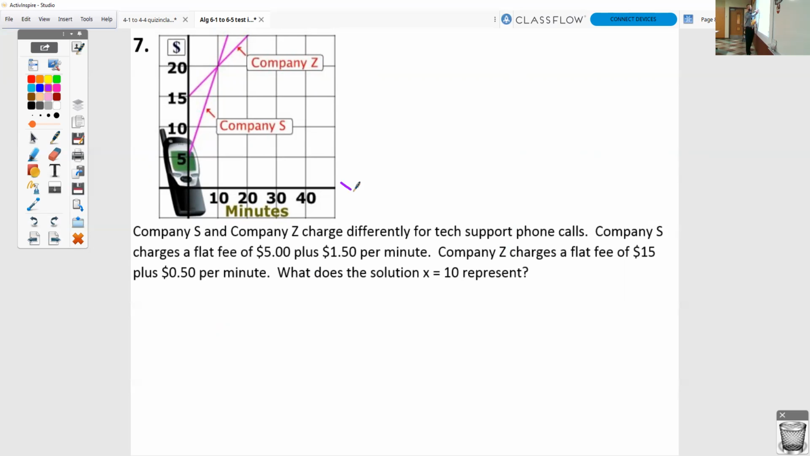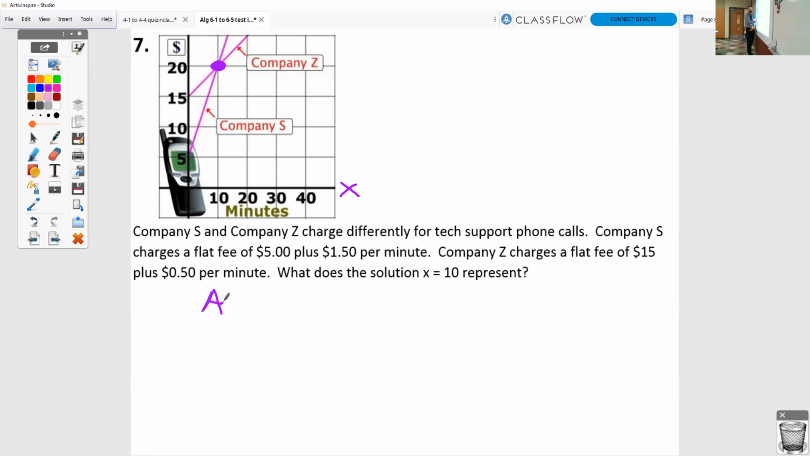First of all, remember this is your x-axis. So x equals 10, we're talking about this point right here. So over to 10, up to what? What does that x equals 10 represent? How much are they being charged at 10 minutes? $20. And what do you notice about both S and Z? They cross there, which is when they are equal to each other. In this case, we wouldn't say break even. It's just where they're equal to each other, right?